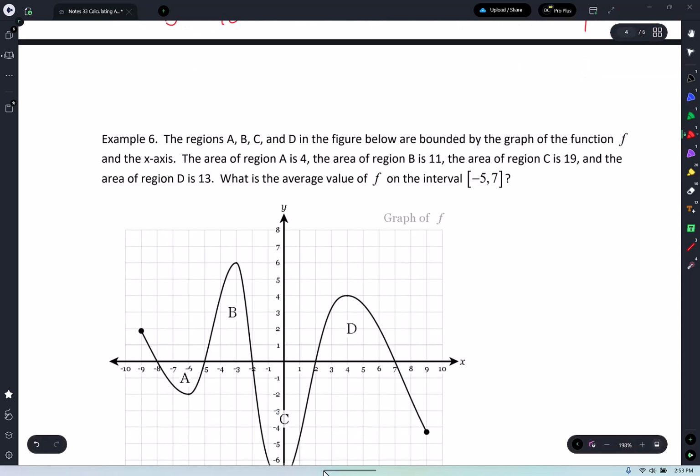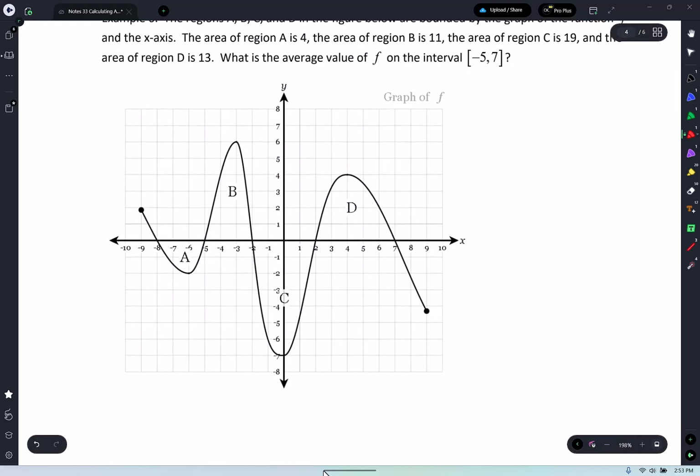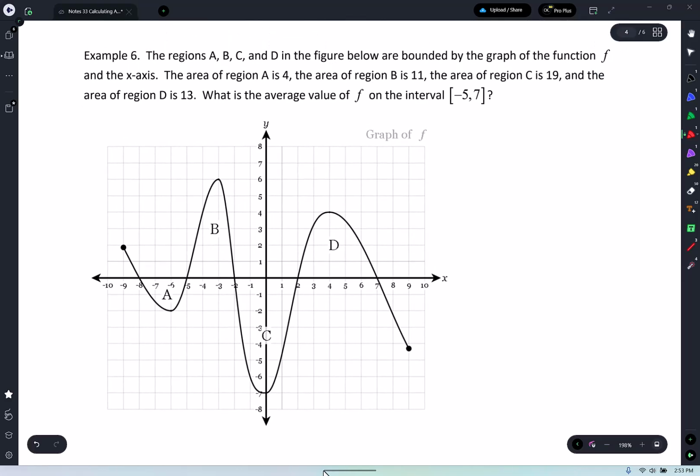All right. Here we go, guys. We're almost done. The regions A, B, C, and D in the figure below are bounded by the graph of the function f and the x-axis. The area of region A is 4, so I'm going to put 4. The area of region B is 11, so I'm going to put 11. The area of region C is 19, so I'm going to put 19. And the area of region D is 13, so I'm going to put 13.